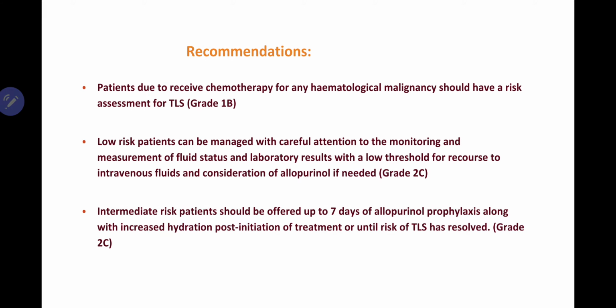So there are the following recommendations, and I have not changed even a single word from them. They are very important to remember word by word. Patients due to receive chemotherapy for any hematological malignancy should have a risk assessment for TLS. Low risk patients can be managed with careful attention to the monitoring and measurement of fluid status and lab results with low threshold for recourse to intravenous fluids and consideration of allopurinol if needed. Intermediate risk patients should be offered up to 7 days of allopurinol prophylaxis along with increased hydration post initiation of treatment or until risk of TLS has resolved.